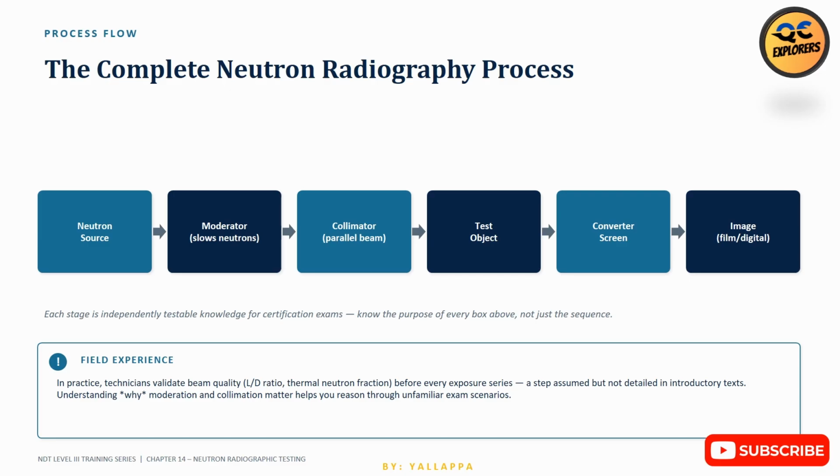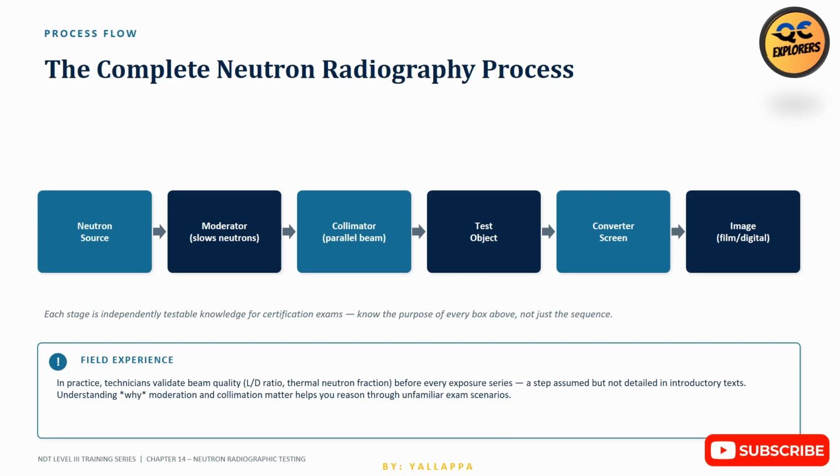After moderation, the beam enters the collimator. Remember, the moderator slows the neutrons, but the collimator shapes them. The collimator removes stray neutrons and directs the beam into a controlled, nearly parallel path. This improves image sharpness and minimizes scattered radiation that could reduce contrast.